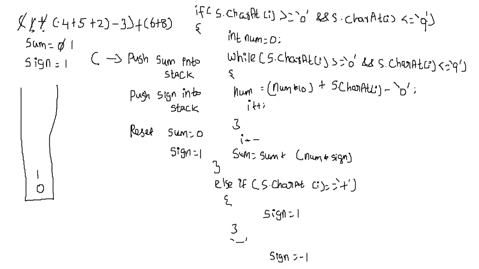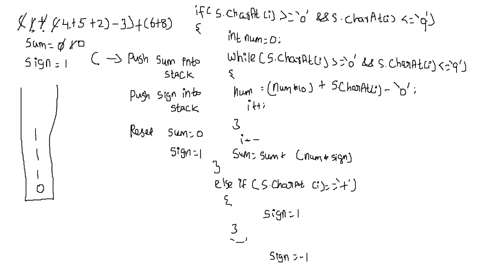Fine. Next I've got open bracket. Whenever I'm getting open bracket, what I have to do? Push the sum value into stack. What is my sum value? 1. 1 will be inserted into the stack. Done. Next step is insert my sign value into the stack. That is also done. After that what I have to do? Reset my sum value to 0. Sum value will be 0 and sign value will be 1.